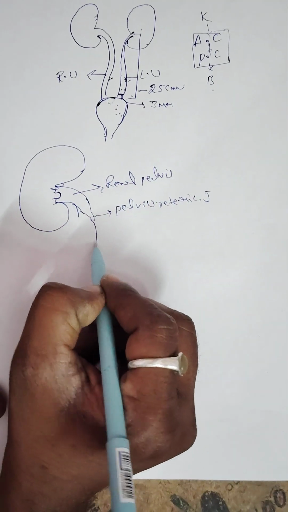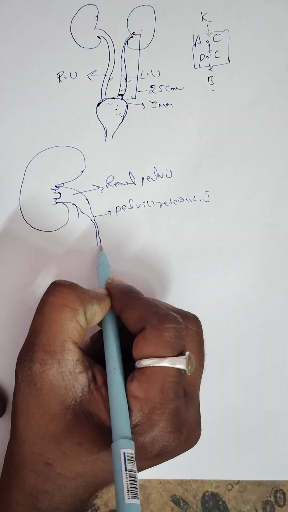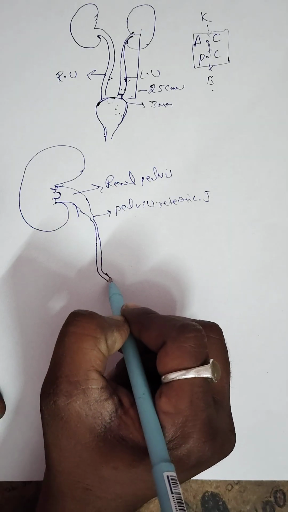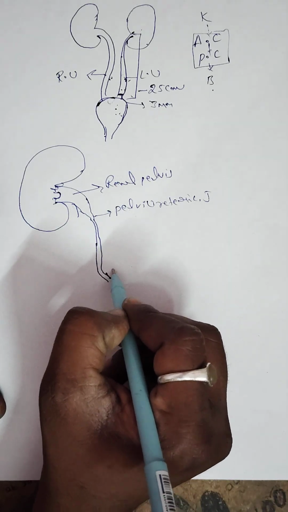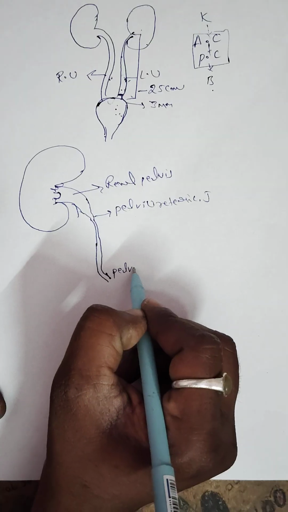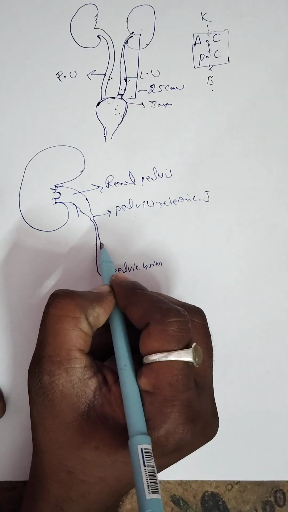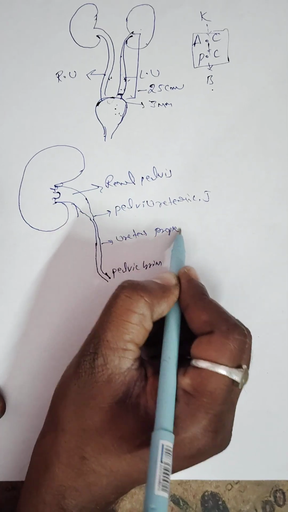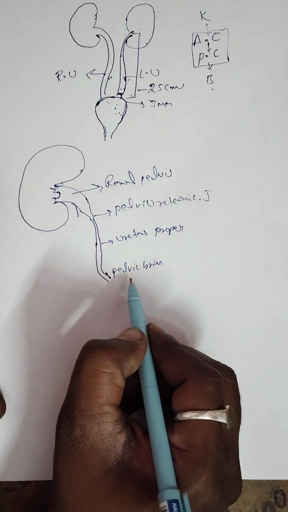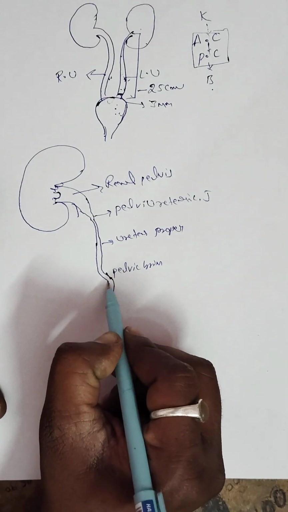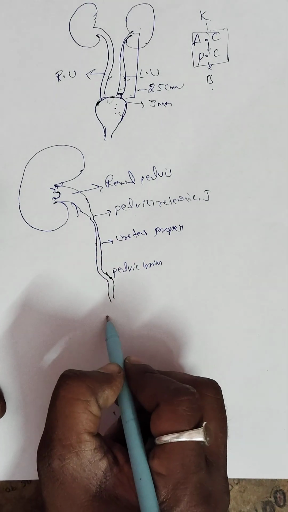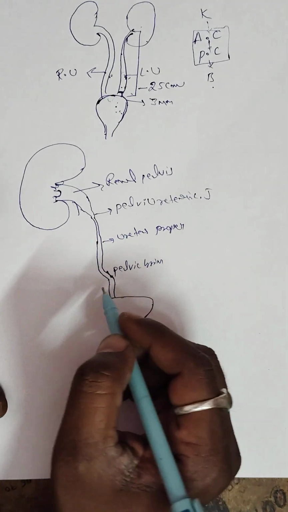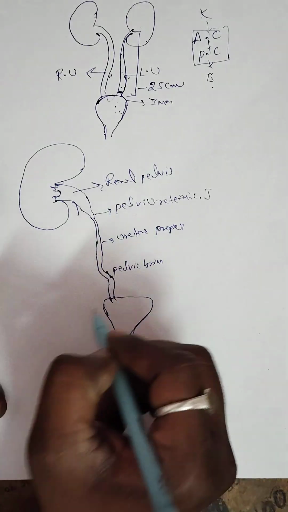After that its size becomes narrow, and then it turns like this. This is called the pelvic brim. And this part is called the ureter proper. Then after this it goes and attaches to the bladder like this. Here it attaches to the bladder, entering into the part of the bladder.